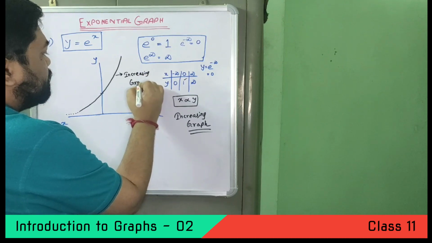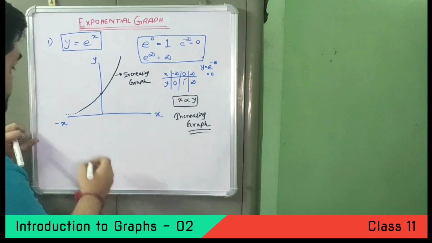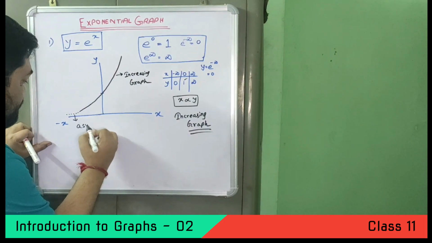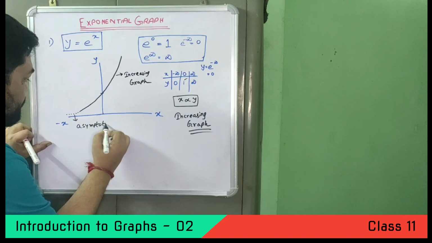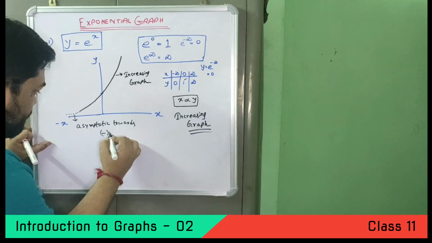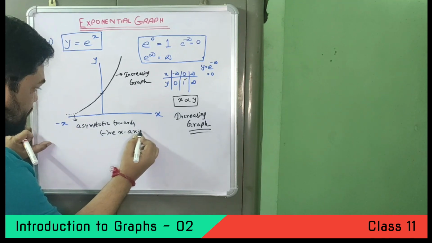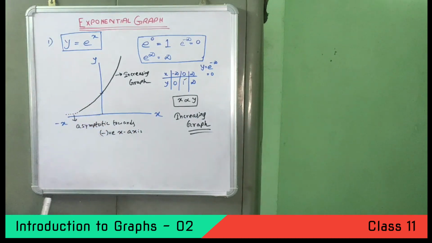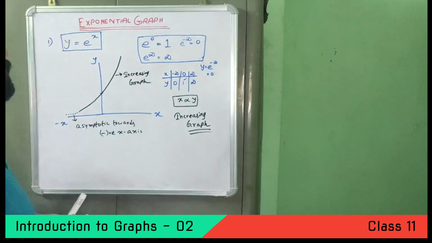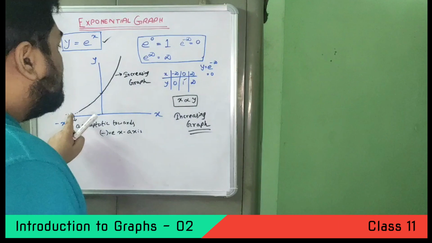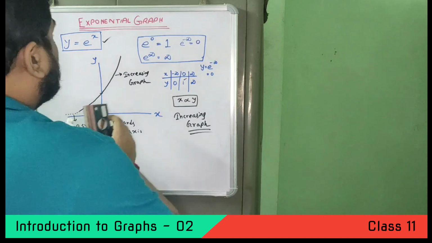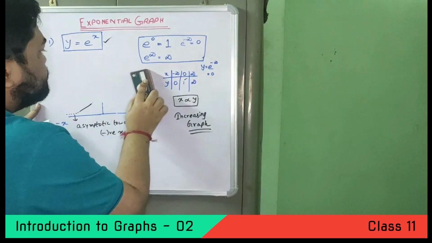Increasing graph. Okay, and this dotted point, it is referred to that this line is asymptotic towards which direction? Towards the negative x-axis. So this part is asymptotic with respect to the negative x-axis. So in this equation we have found that the graph is an increasing one, right? Now we will move on to the next type of equation.